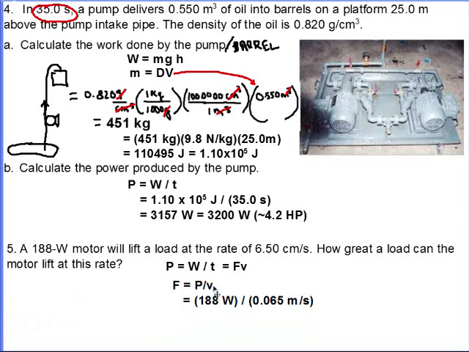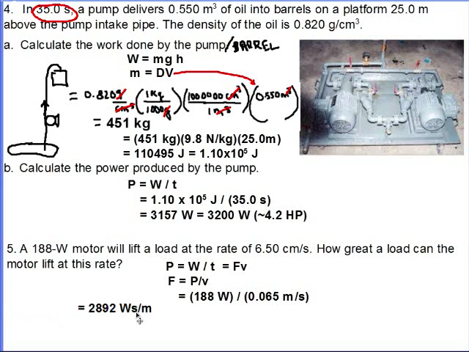since I'm looking for the force, how much load I can lift, that would be the weight of the object, I'm going to solve this equation for force. So force would be power over velocity. Since I'm doing work at a rate of 188 watts, I'm going to divide that by the speed at which I want to lift that load. So that would be 0.065 meters per second. And when I go through and do that computation, what I get is about 2892 watt seconds per meter.